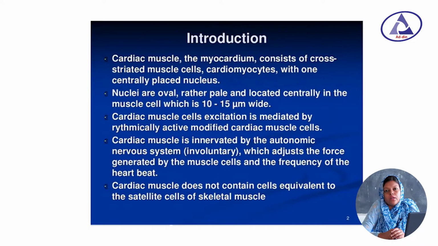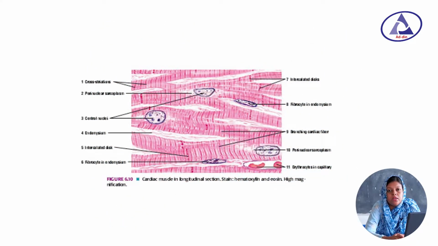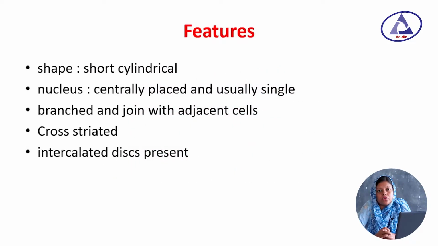Its location is only the heart and the root of the great vessels, but the main location is the heart. In this picture we see the shape of the cell. The cell of the cardiac muscle is called cardiomyocyte. The shape of the cell is short cylindrical and its important feature is the branching pattern. Branching pattern means it connects with one another by branching, and in the branching there is the presence of intercalated disc.